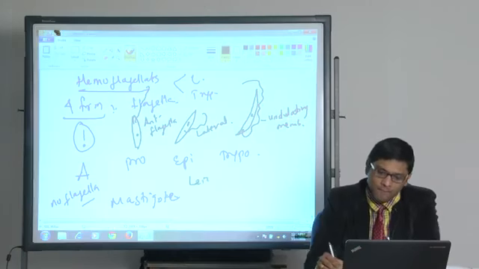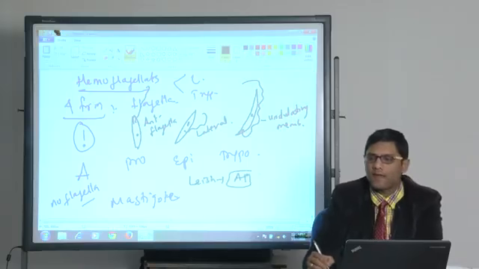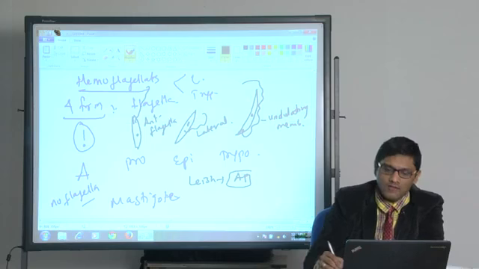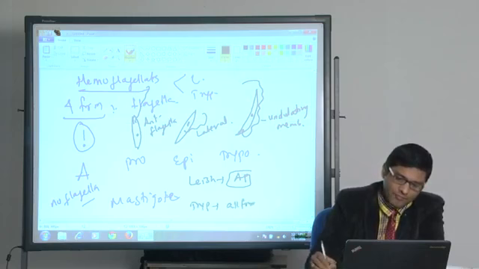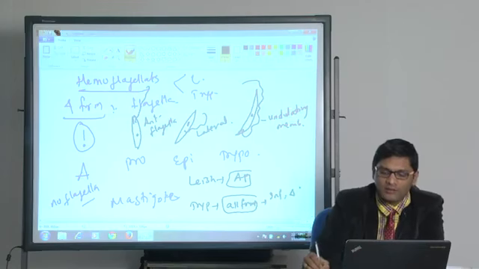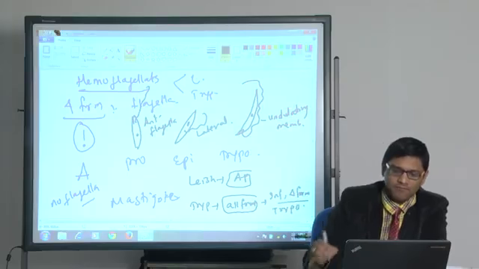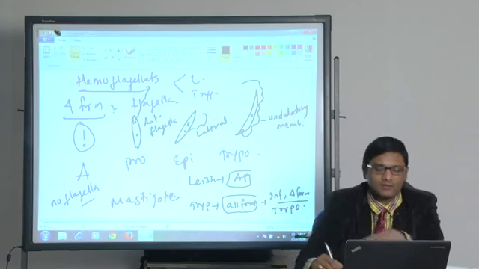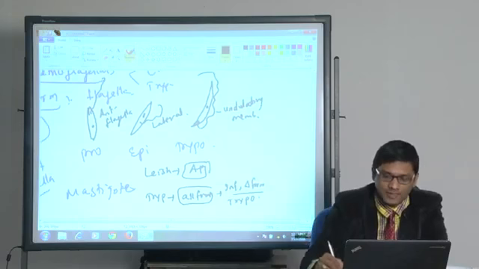In Leishmania, AP forms are seen, A and P, amastigote and promastigote, whereas in Trypanosoma all forms are seen. However, the infective form and diagnostic form is the trypomastigote form. In Leishmania, AP forms are seen, amastigote and promastigote forms.